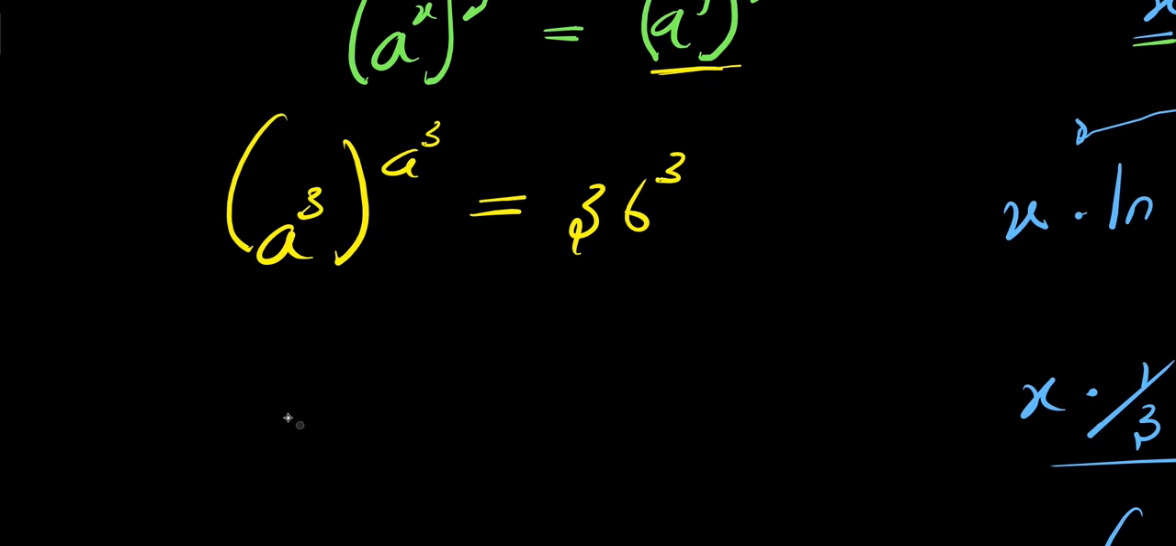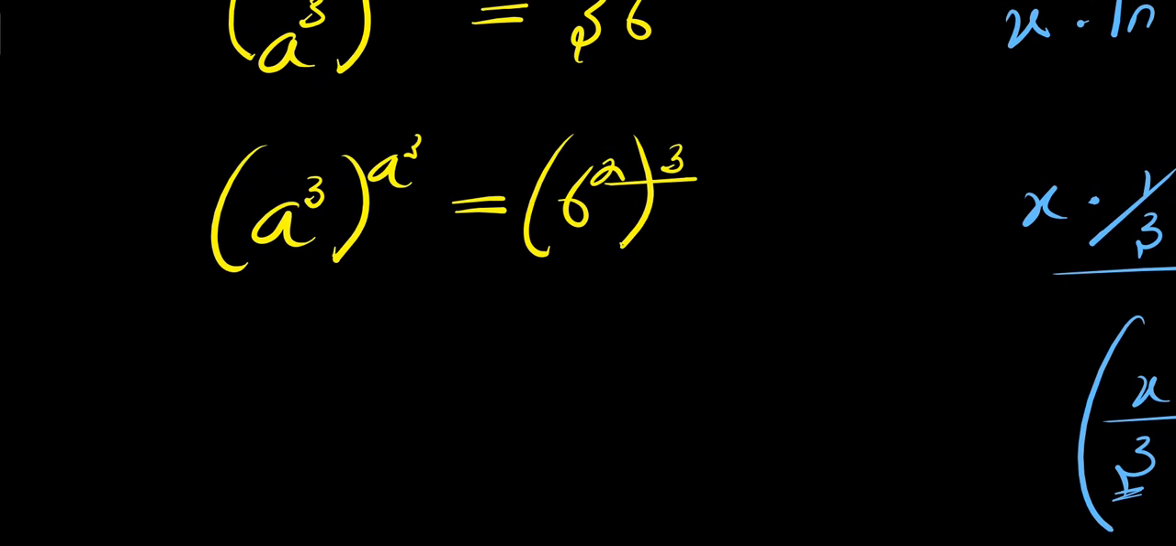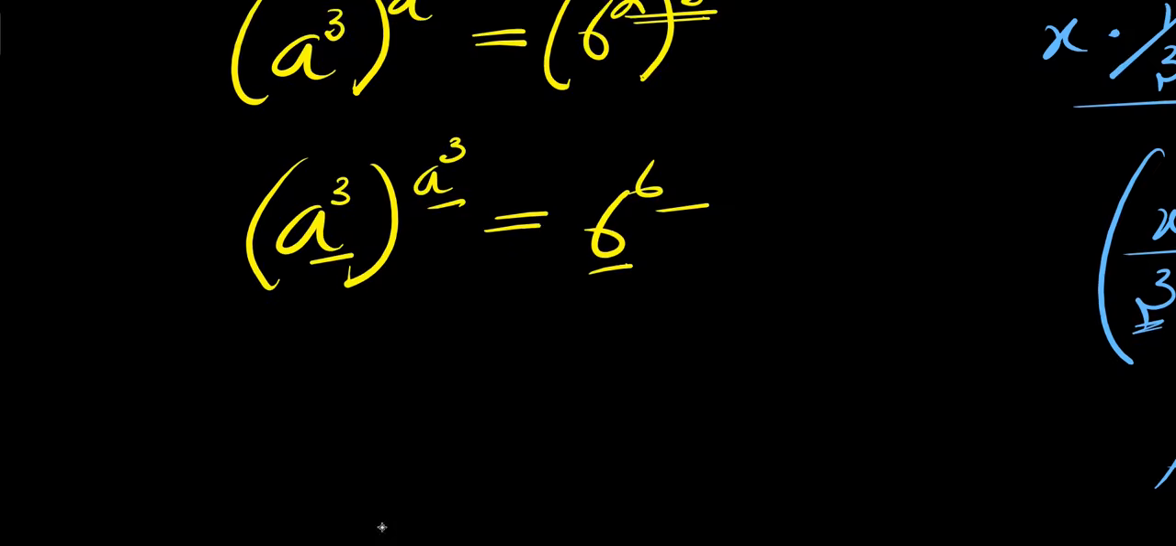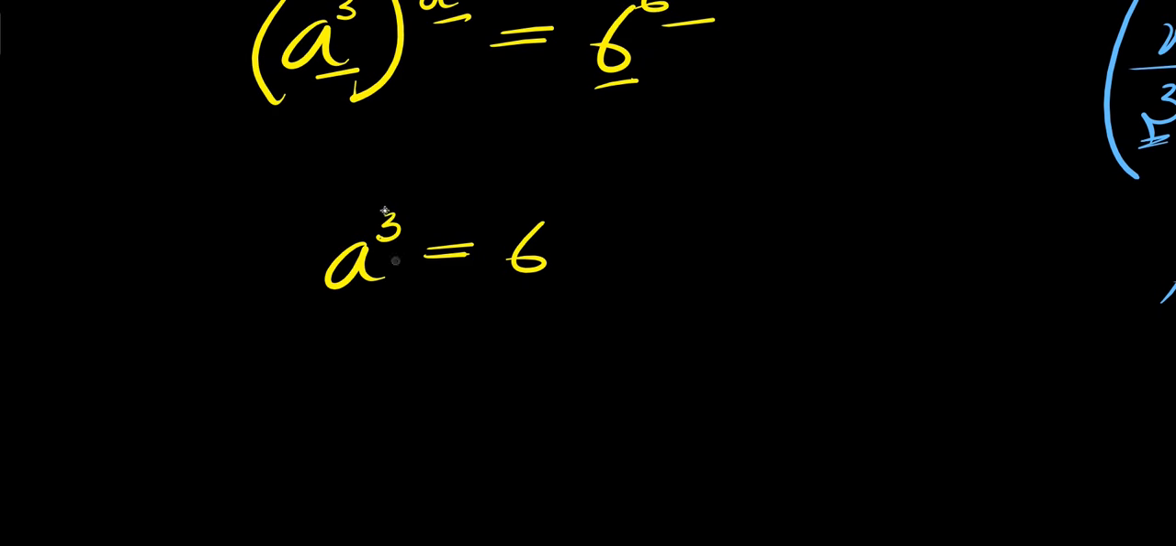So from here, I have (a^3)^(a^3) equals 36, a perfect square. That is (6^2)^3. Multiply this out. I have (a^3)^(a^3) equals 6^6, since 2 times 3 is 6. So this and this are the same. This and this are the same. We can have a^3 equals 6.